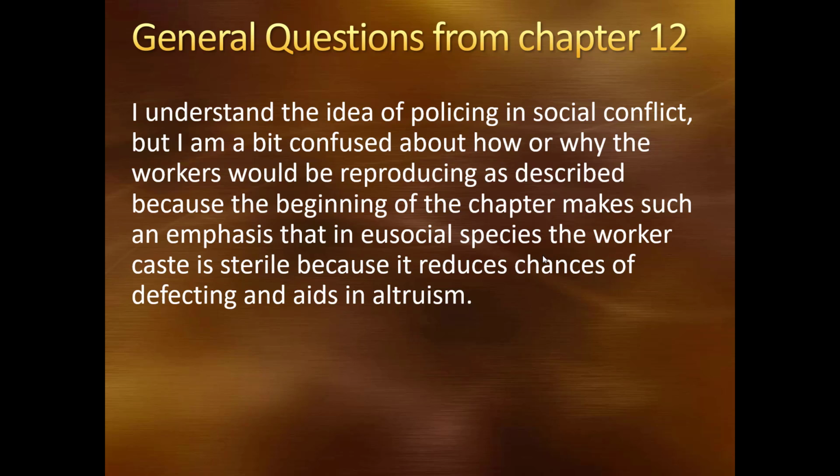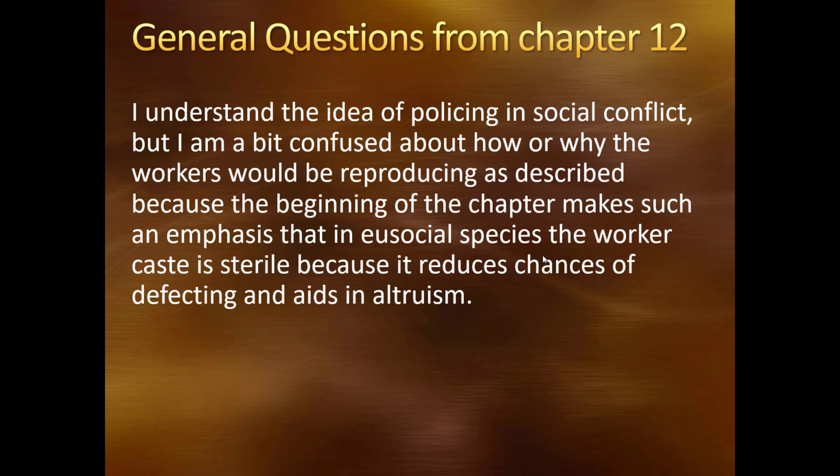This question says, I understand the idea of policing and social conflict, but I'm confused about how or why the workers would be reproducing. This goes back to the previous question. Just because we say that eusocial species have sterile castes doesn't mean that every one of those individuals must be sterile. There are a few reproductives, and in many cases maybe at one time only one individual is reproducing, but it doesn't mean those individuals cannot become reproductive should the opportunity arise.